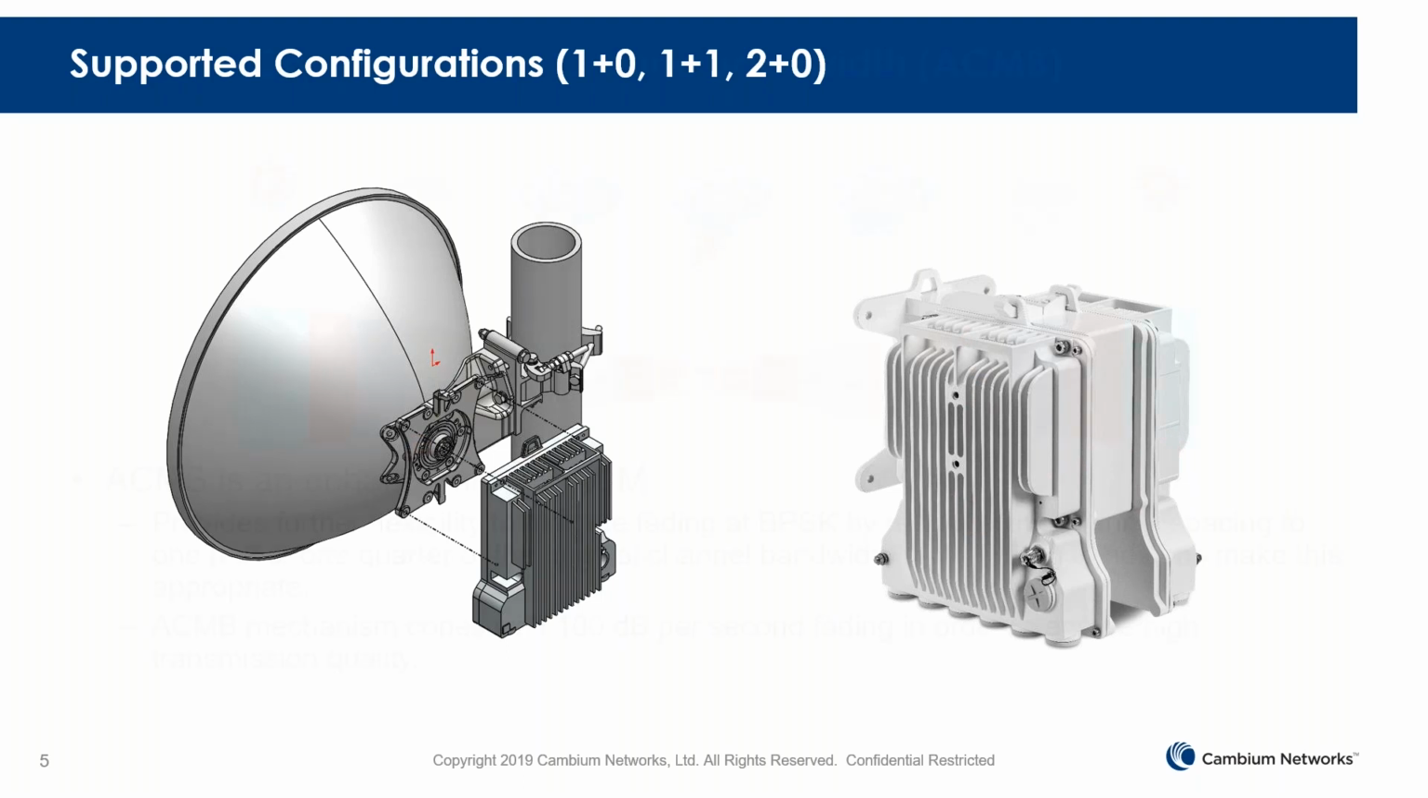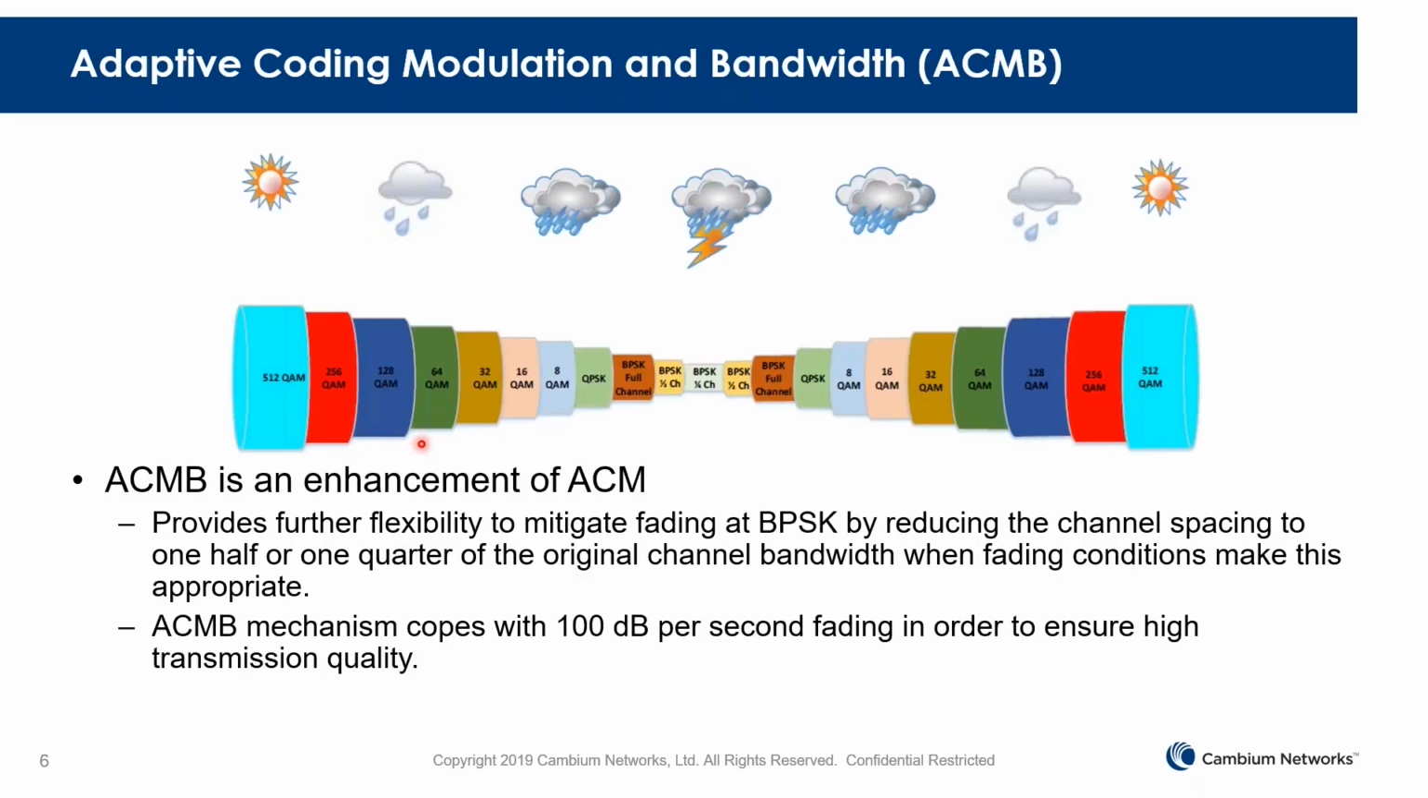One of the things we added on the 850E is a new feature called adaptive coding modulation and bandwidth. Adaptive coding modulation is something people are very familiar with. It's a license key, part of the capacity license key, so it's always there to enable ACM. With ACM, you're not changing the channel size. You just change the modulation.